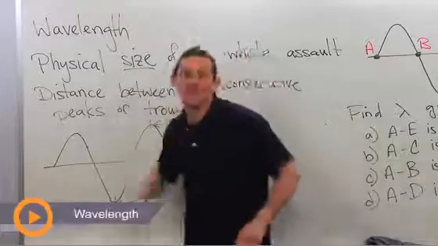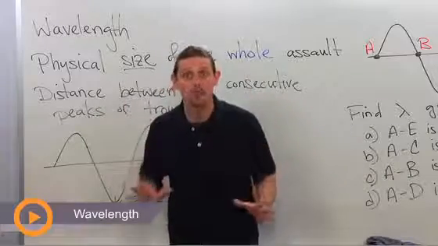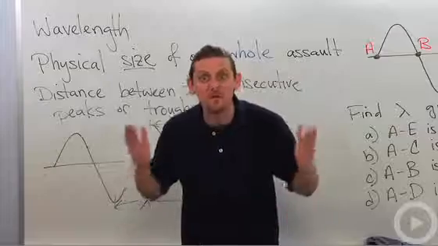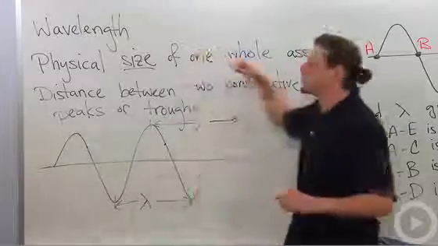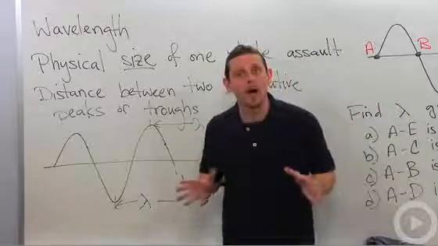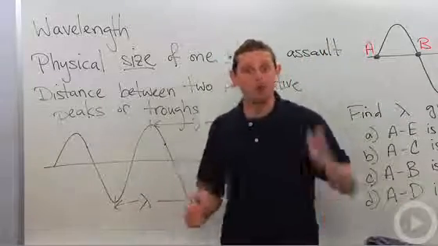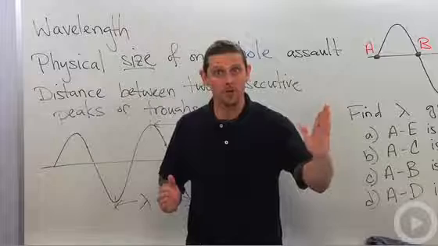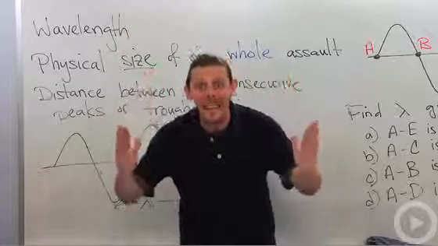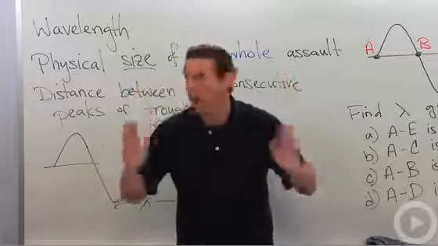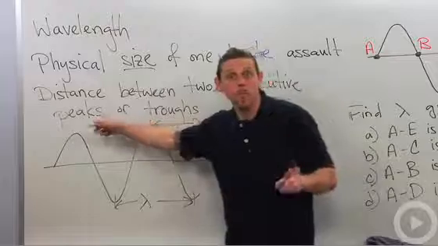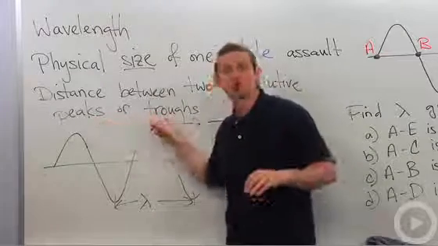Let's talk about wavelength of a periodic wave. The wavelength is the word used to describe the physical size of one whole cycle of a periodic wave. That means I have to go from one place where the periodic wave is doing something to another place where the periodic wave is doing the same thing. So we can think of it as the distance between two consecutive peaks or two consecutive troughs.